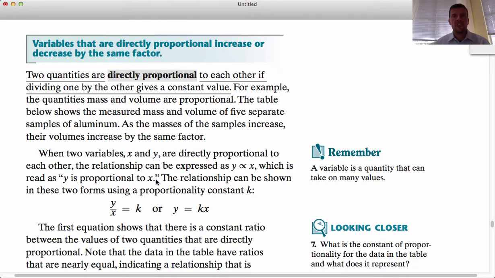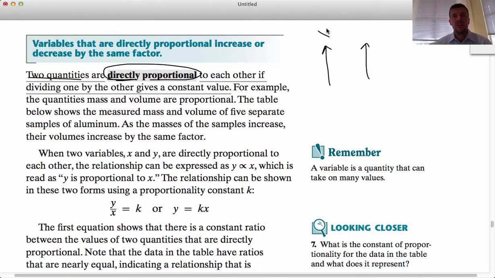Okay, we're getting near the end here, and we're looking at relationships. As I mentioned before, when we take measurements, we're looking at those measurements and trying to determine relationships. Well, there are important relationships here, two of them which we're going to talk about right now. Two quantities that are directly proportional. What that basically means is that when one goes up, the other goes up.